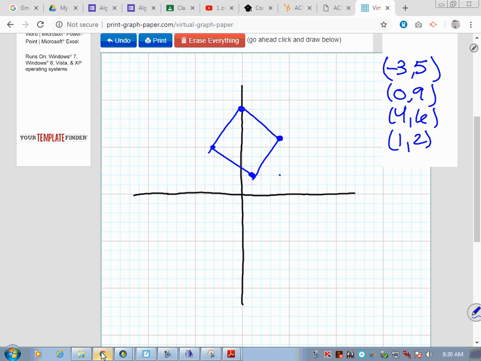Now, we want to determine what this is. And now we've seen this before. I've showed you this before. This is where you want to get a sheet of graph paper and you want to show as much work as possible. Let's say that it's a parallelogram. In order for it to be a parallelogram, we either need our opposite sides to be parallel, or we need our opposite sides to be congruent.